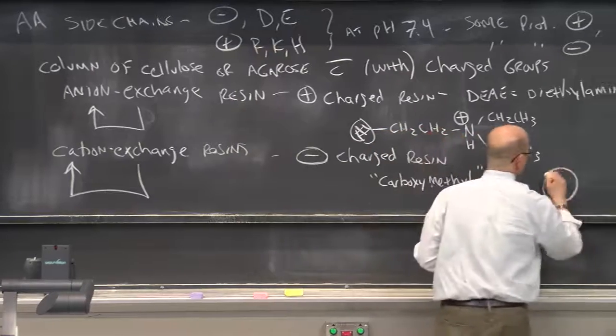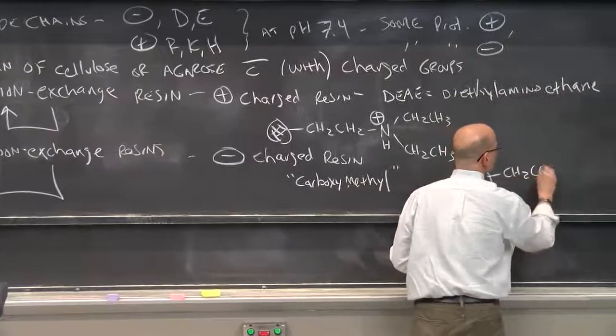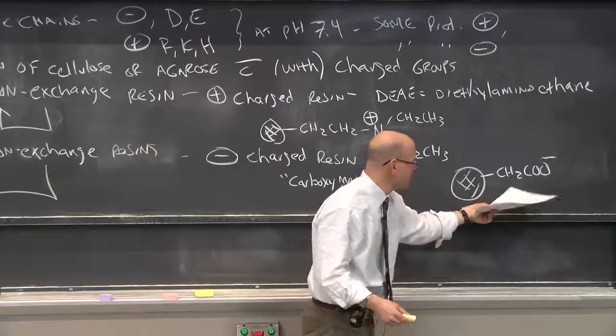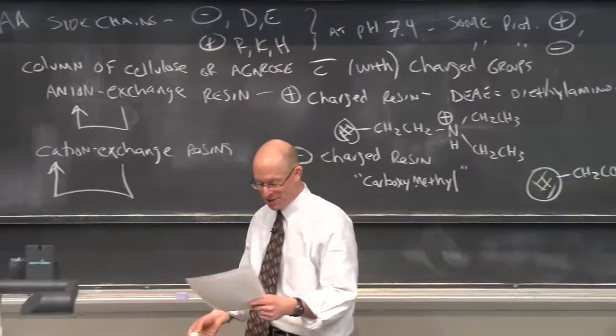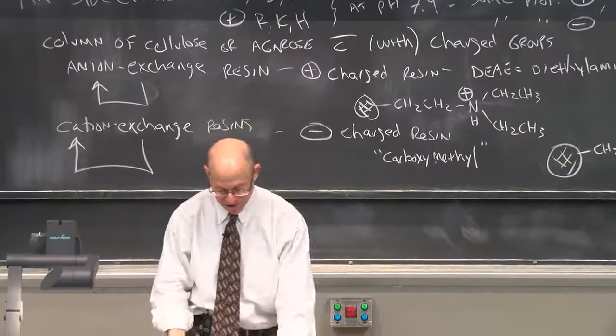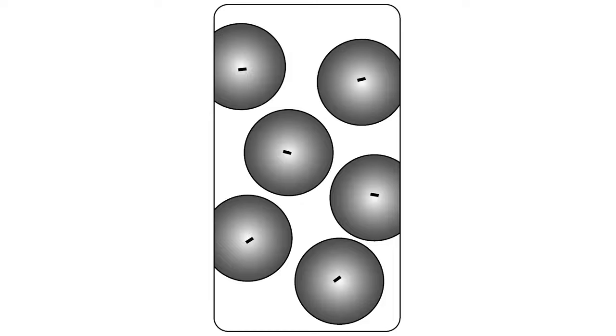And that, of course, is just a bead, except now its side chain is nothing more than our old friend acetate. Okay? Carboxymethyl, acetate. Nothing but acetate. Now, how do we actually get this to work? I'll show you an example. Here's a column where the beads are negatively charged. Is that anion exchange or cation exchange? Yeah, of course. This is a cation exchanger, right?